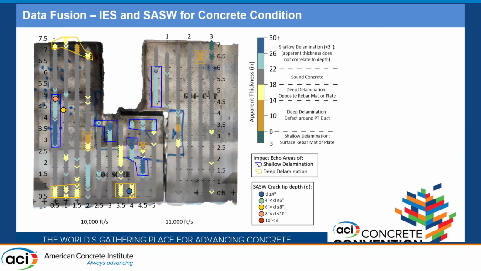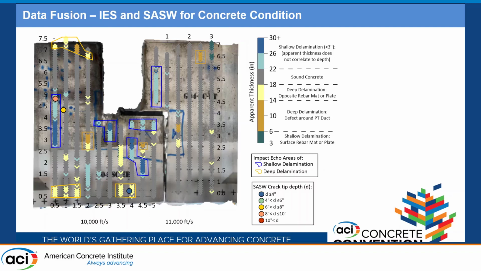So when you put everything together, the IE and the SASW over the orthomosaic, this is the end result. You can see the areas marked in blue from the inspection team, from the sounding that I showed you at the beginning, and the apparent thickness from the impact echo, divided into categories based on what we knew from the plans: specific types of defects such as shallow delaminations, deep delaminations, or defects around the PT ducts. As you can see from the area right underneath that seat, the impact echo results correlated well with the sounding from the inspectors.